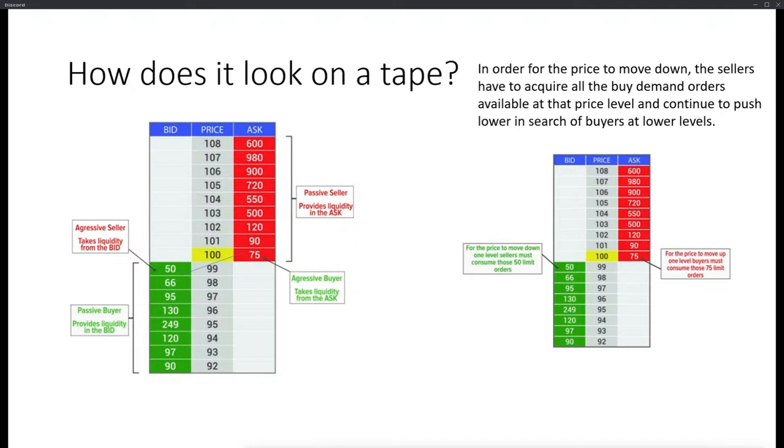And if you remember, on the right side, on the ask side, who's involved? Market buyers. Aggressive buyers, yep. And passive sellers.